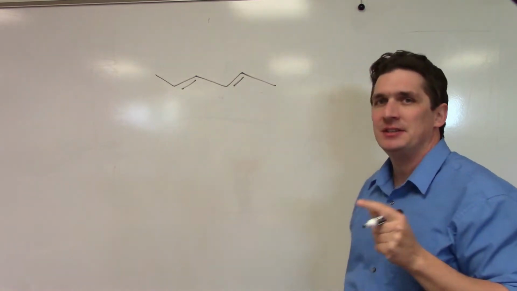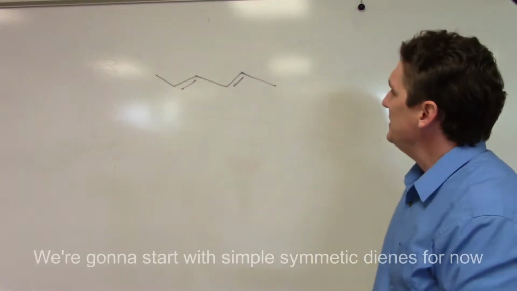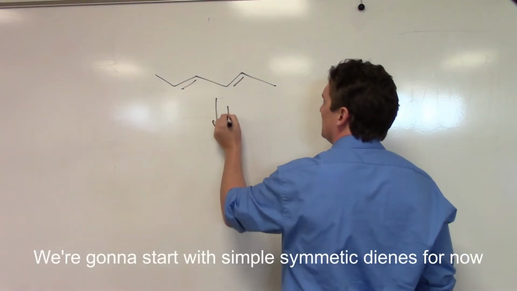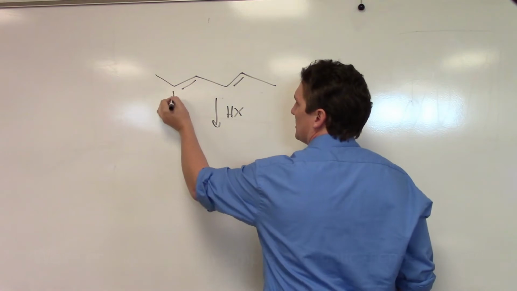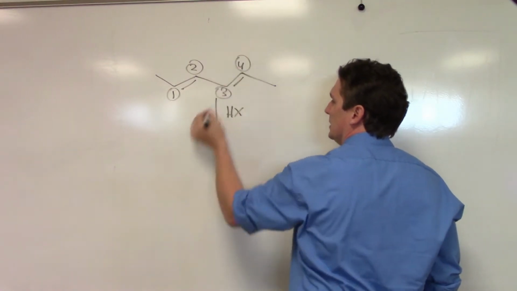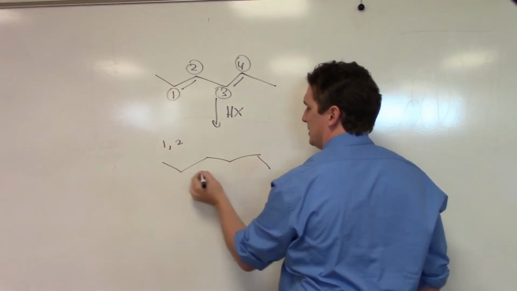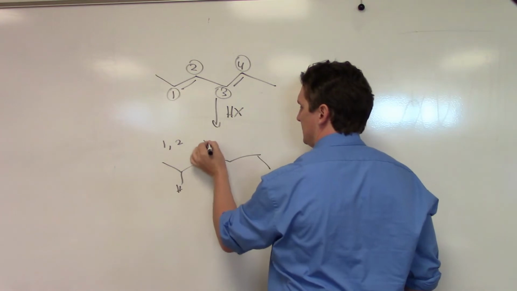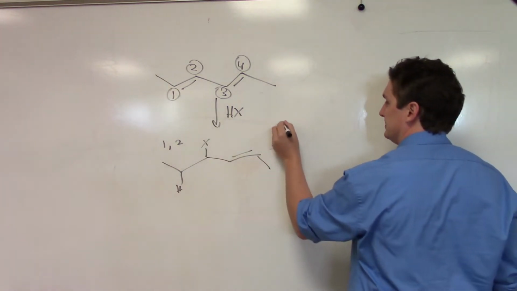And the big thing here is that we're going to start out with just these symmetric conjugated dienes. If I add something to the double bond, HX, if I number the carbons 1, 2, 3, 4, I can get 1,2 addition, or I can get 1,4 addition.